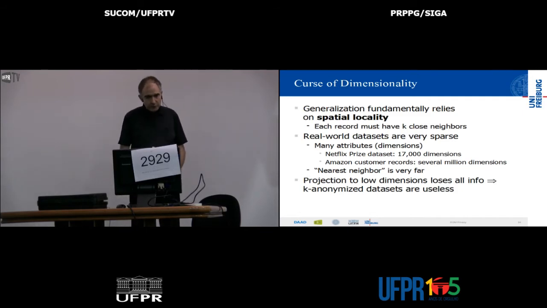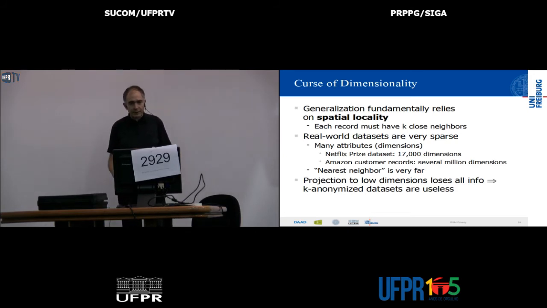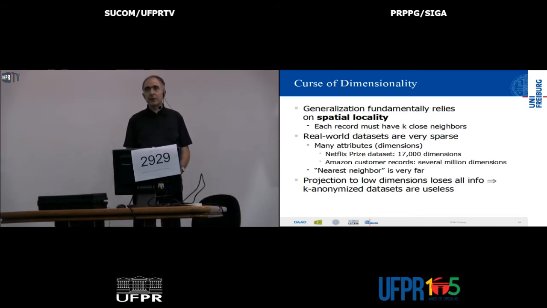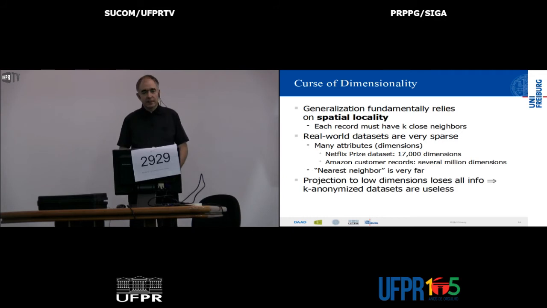But in the real world, the data sets can be quite sparse. The Netflix prize data model, 17,000 dimensions. The Amazon customer record has several million dimensions. Great matrices. You need storage to multiply these matrices. So the nearest neighbor can be very far. And when you project that to low dimensions, you lose everything. So the K anonymity is useless. It all goes down to 1.